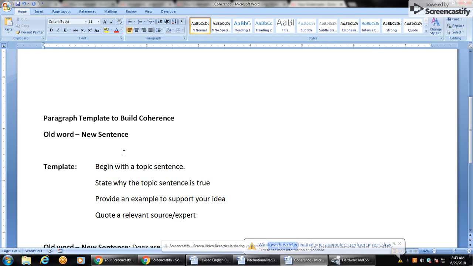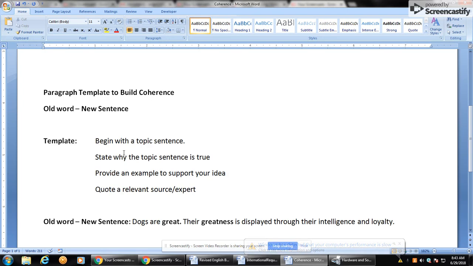The second approach is called old word, new sentence. What it means is you take a word that's in a sentence and you use that word or a form of that word in a sentence that follows. What ends up happening is the sentences are connected, sort of like when you're sewing a pattern and you're stitching one stitch. Well, I shouldn't talk about sewing because I don't know about sewing. But the point is, the word is like the stitch. You're using the same stitch to connect ideas.